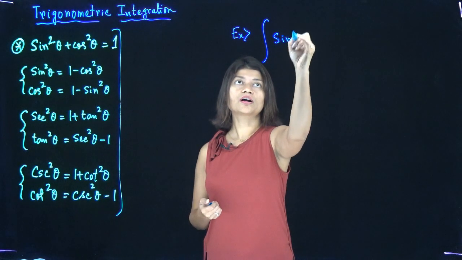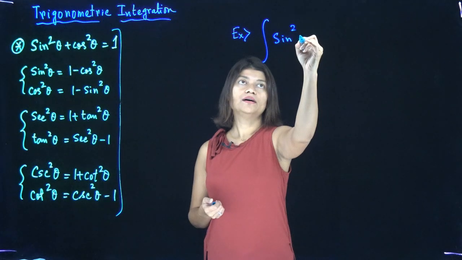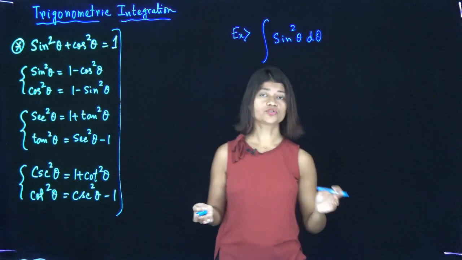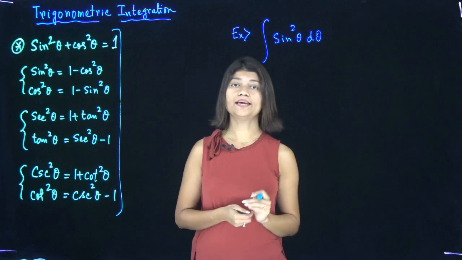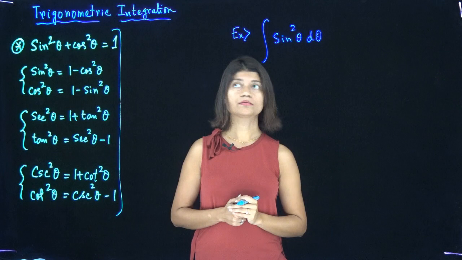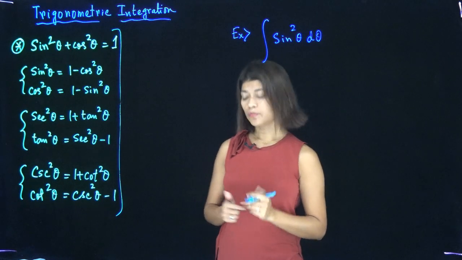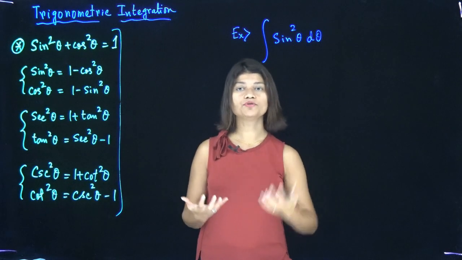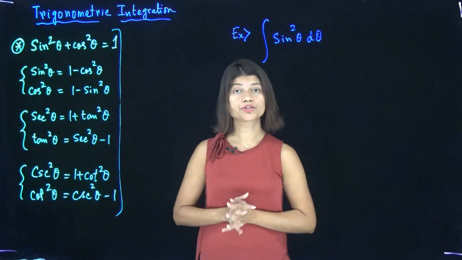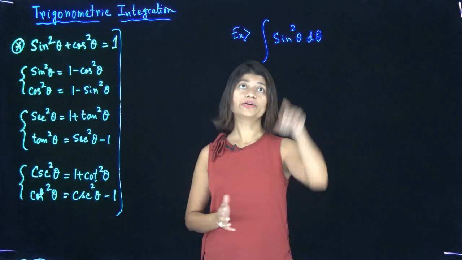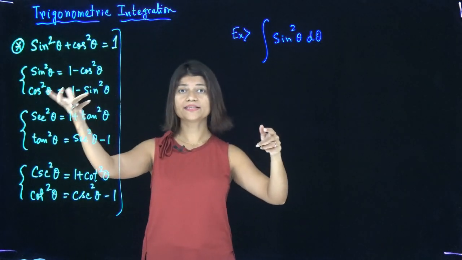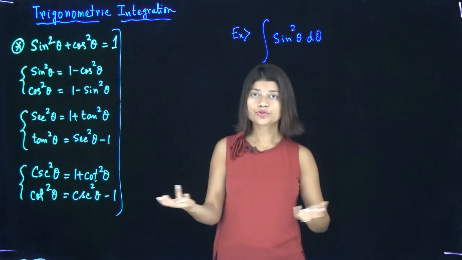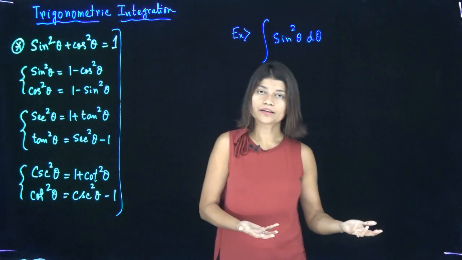So let's talk about sine squared theta, d theta. No cosine at all, just one sine, but it has an even power. You cannot really do anything if you just see a sine square. You cannot do a U substitution because there is no cosine. Now you can change sine square into 1 minus cosine square, but still you cannot do anything, right? Which one will be a U? And where is the du then?